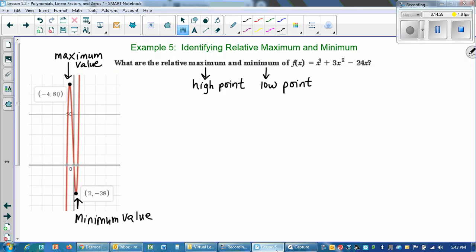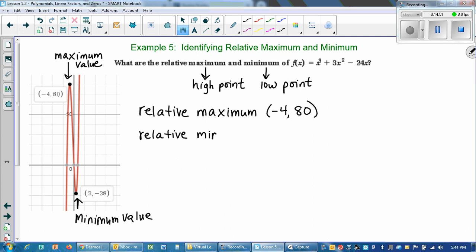So this is telling us that our relative maximum is at negative 4, 80, and our relative minimum is at negative 28. Now, sometimes your graph is not always really pretty and does not have complete whole numbers.